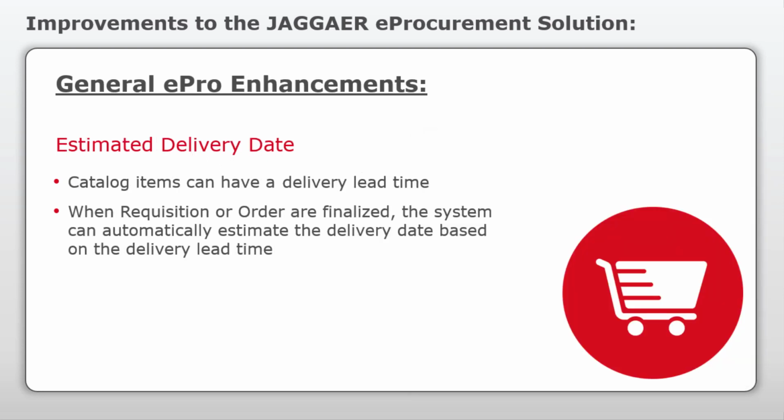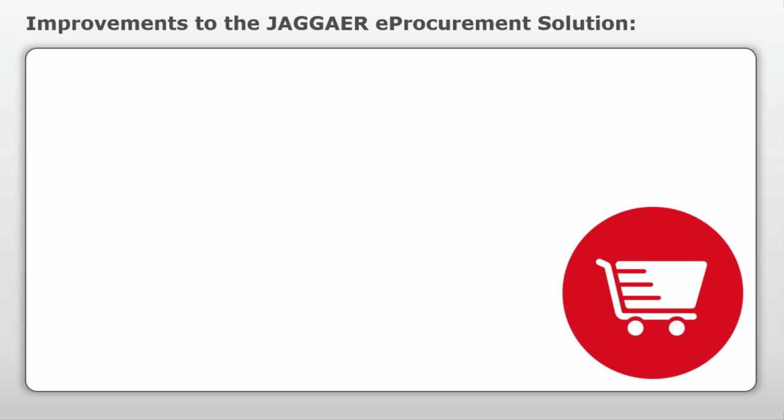Customers who want the system to estimate delivery dates can enable our new Estimated Delivery Date feature, which uses the catalog item lead time to calculate an estimated delivery date as soon as the requisition is approved or just before the PO is sent to the supplier.